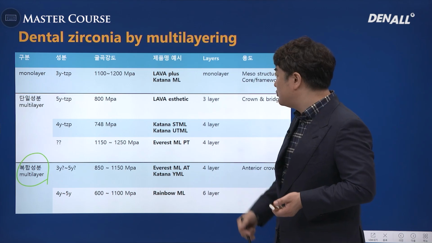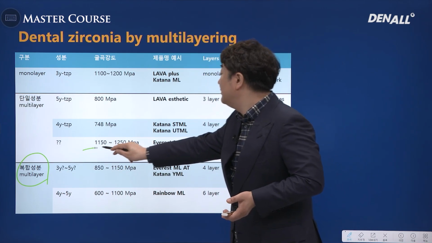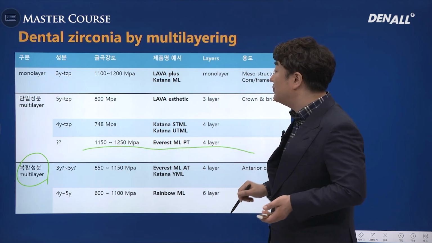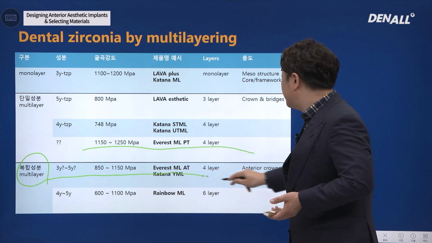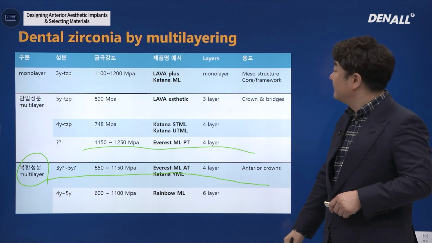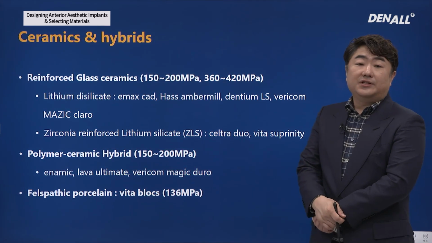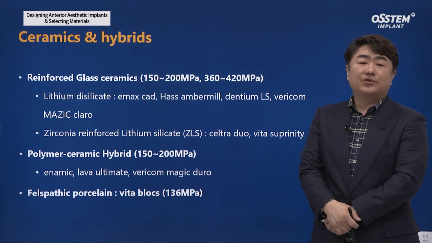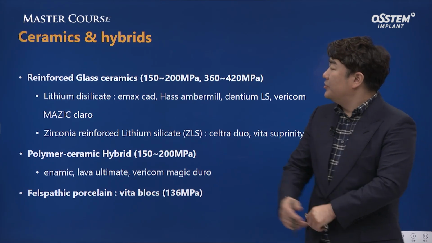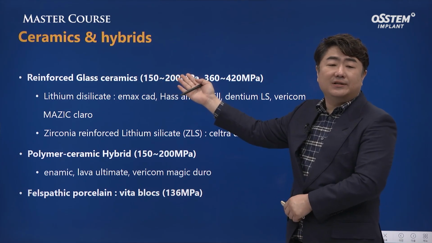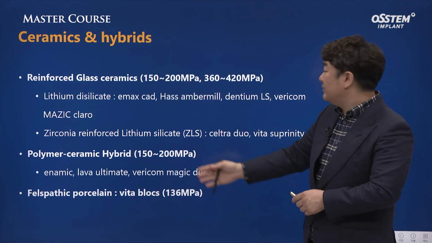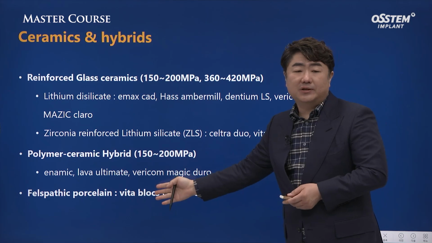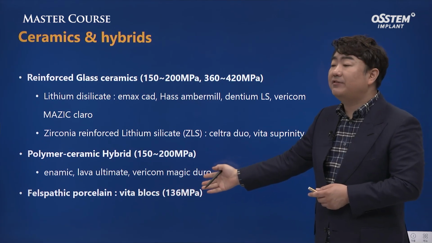In general implant treatment cases, I use these blocks, and for anterior implant cases, I use these blocks. Also, you can use hybrid ceramics, reinforced glass ceramics. This is an Emax type of product. There's hybrid. There's also a feldspathic block, which is not frequently used for implant cases.